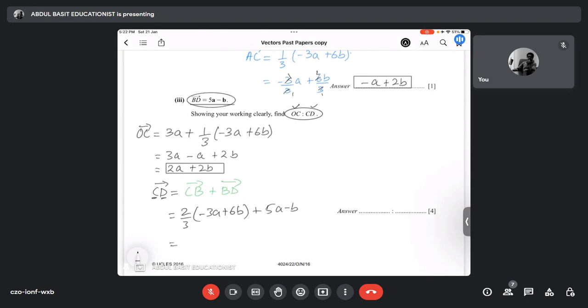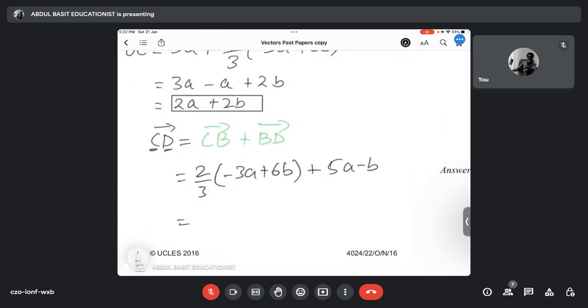Okay, Hoor, please multiply 2 by 3 inside. So it would be, make it quick, Hoor.